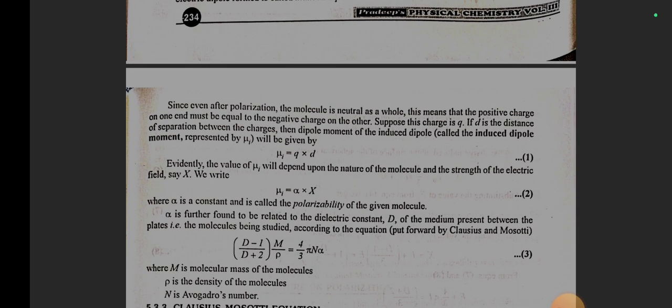Since even after polarization the molecule is neutral as a whole, this means that the positive charge on one end must be equal to the negative charge on the other. Suppose this charge is q. If d is the distance of separation between the charges, then the dipole moment of the induced dipole, called the induced dipole moment, represented by mu I, will be given by mu I = q times d.